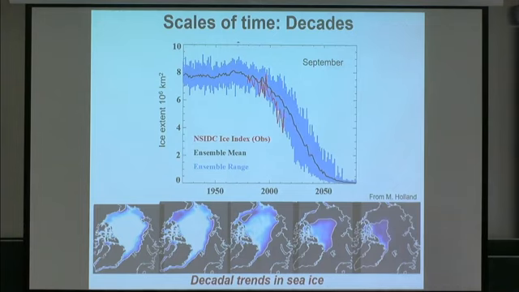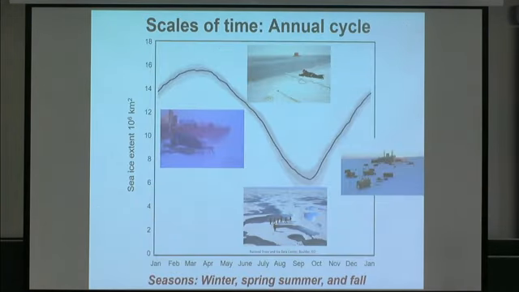But really, what's a decade? It's just a bunch of years. So there's also interest in the annual scale. What happens over the course of an annual cycle? What happens over the seasons from winter, spring, summer, and fall? If you look at this in winter, it's cold and dark. We get a lot of ice production.